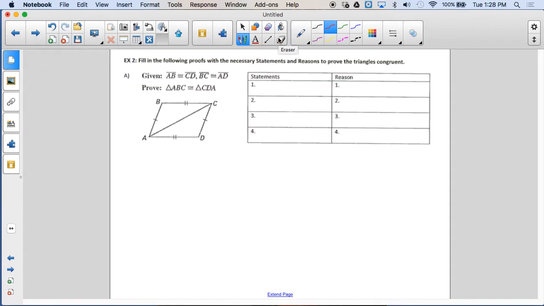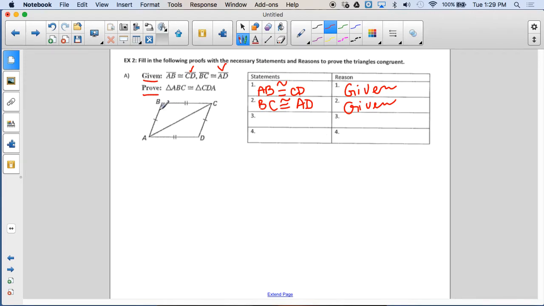Okay, let's look at this proof right here. We're going to try to prove that triangle ABC is congruent to triangle CDA. So first of all, I want to state my given facts. AB is congruent to CD. Okay, that's this one right here. I can say BC is congruent to AD. Both of these are given to us right there in the given statement, so my reason is given. I hardly have to think about that one because that was handed to me.